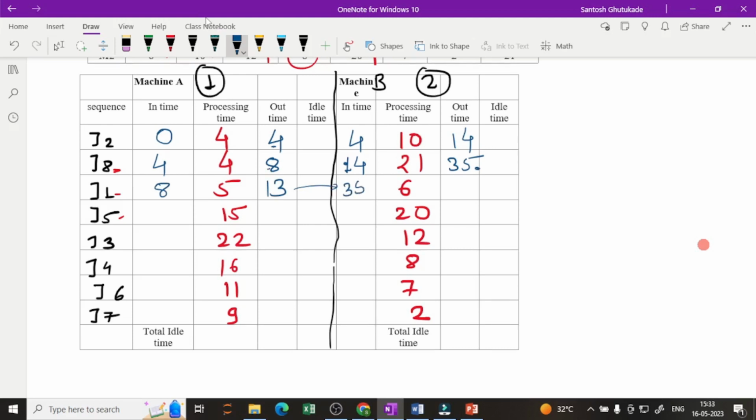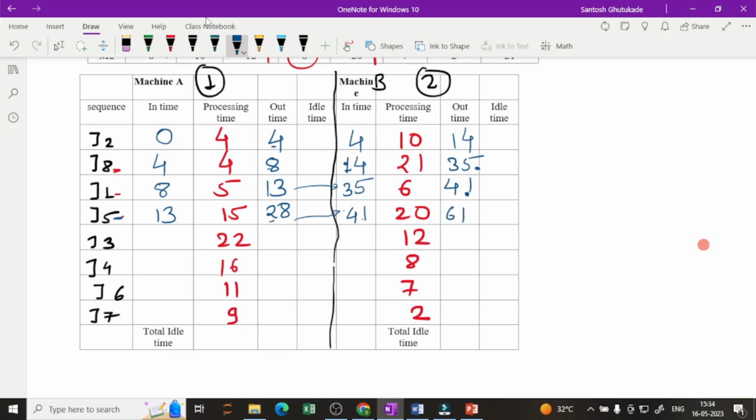So it will go after 13 minutes here, but here 35 minutes are required to complete the operation. So we will start with 35. 35 plus 6, that is 41. Then job number 5 starts at 13 plus 15, that is 28. So we will go after 28 here, but here completing the operation requires 40 minutes on machine 2. So we will start with 41. So 41 plus 20, that is 61.